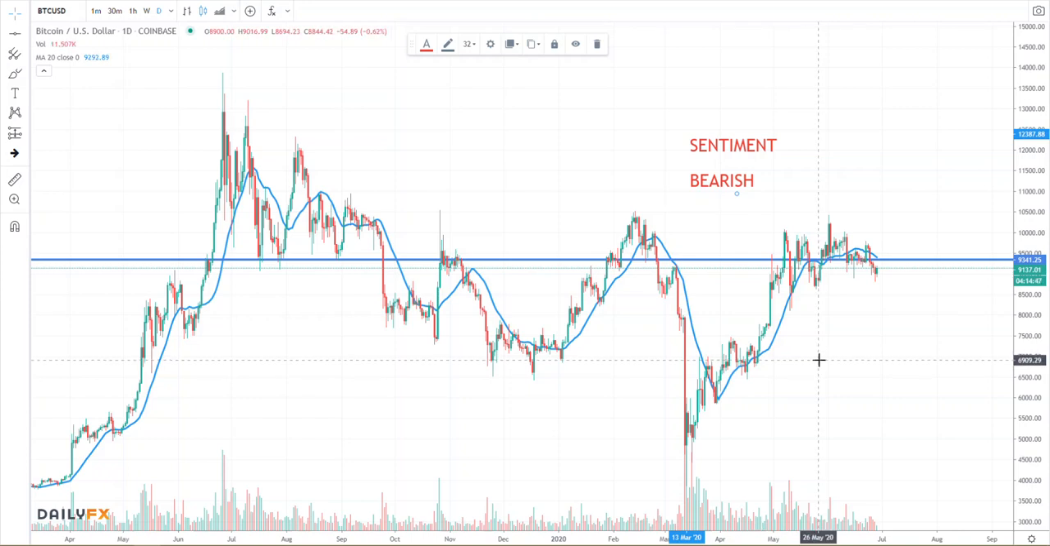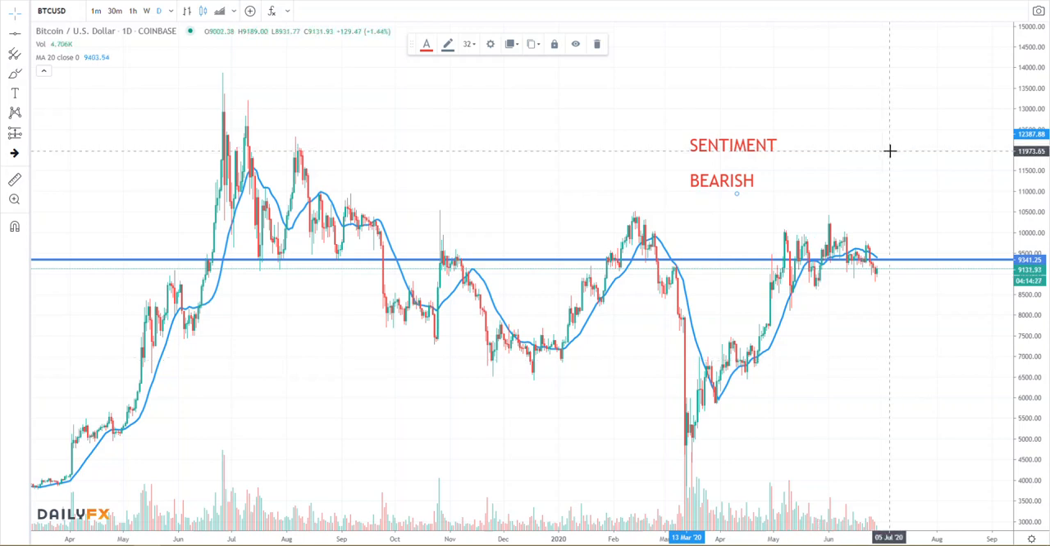This is your weekly analysis for Bitcoin. Bitcoin versus the US dollar, BTC USD. The date is Sunday, June 28th. It's 3:45 p.m. Eastern Daylight Time. We're looking at the daily Bitcoin chart here.